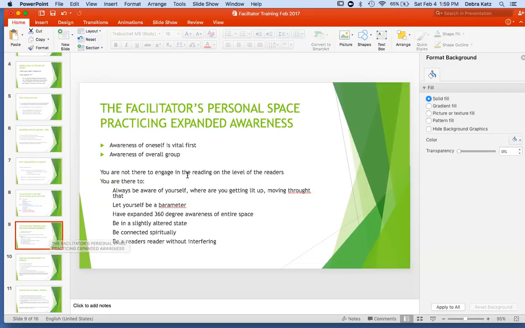the facilitator's personal space, practicing expanded awareness. When you are facilitating, and as I'm talking, I'd like you to come into this space right now. I want you to just first come into your 6th chakra space, and you can just put your hand on your forehead and be behind your hand, and just check in with yourself.